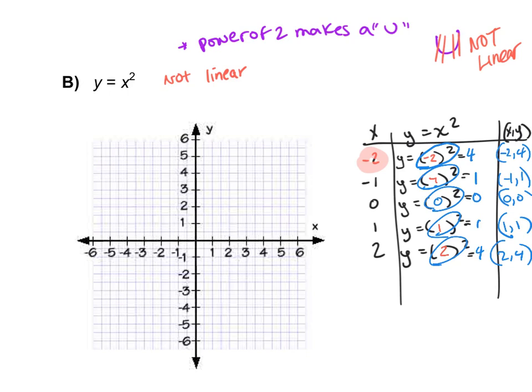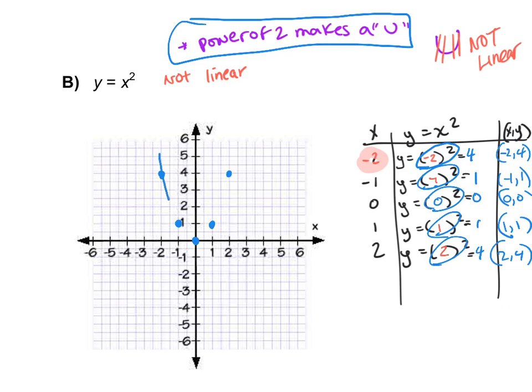Plot those points. -2, 4 is right here. -1, 1, 0, 0, 1, 1, and 2, 4. Now, at this point, you may think it's a V just because it looks like a V, but you must remember that power of 2 makes a U, so when you graph it, it's your responsibility to curve that bottom part so it does not look like a V. Because if it looks like a V, it's an absolute value equation or function. So this is not linear. It is a function, but it's not a linear function.